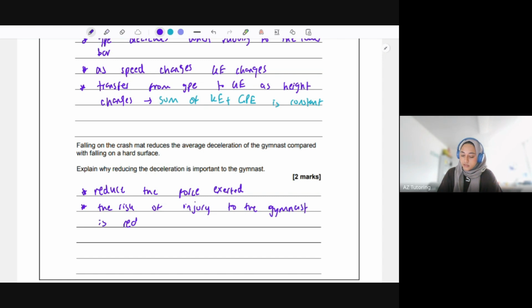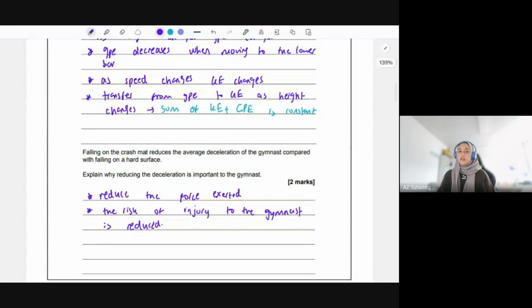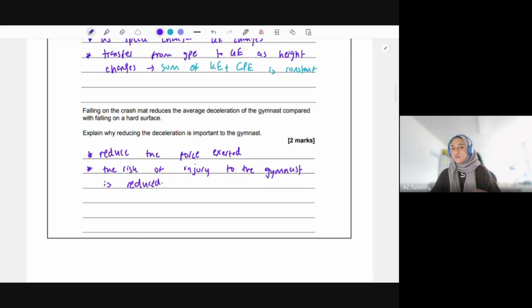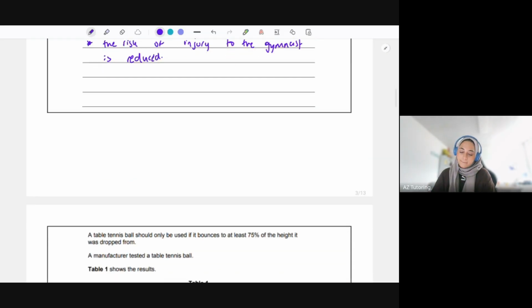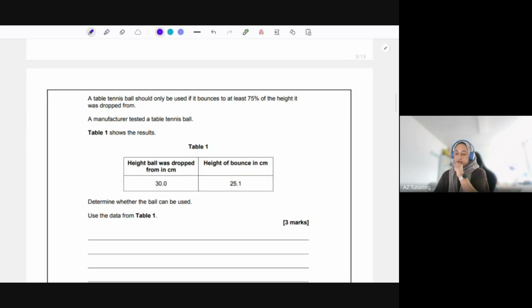You can answer your science paper in bullet points if you wish. It just prevents you from waffling because, say for example, this is a particular 2-mark question. If you end up writing 3 points, but then one of your points is wrong, then you lose a mark. So just try and not waffle in the science papers. Just be really particular with your points. Okay, moving on.